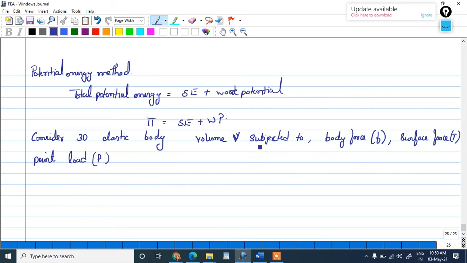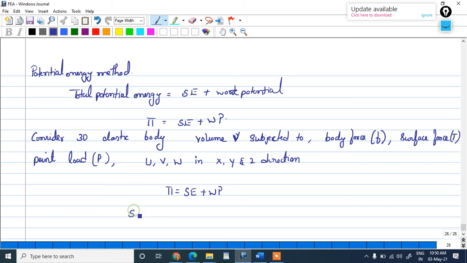When that particular body is subjected to all forms of force, there will be a displacement. We know that u, v, w are the displacements in the X, Y and Z directions. Now we know that the potential energy is given by SE plus work potential. So now, strain energy.